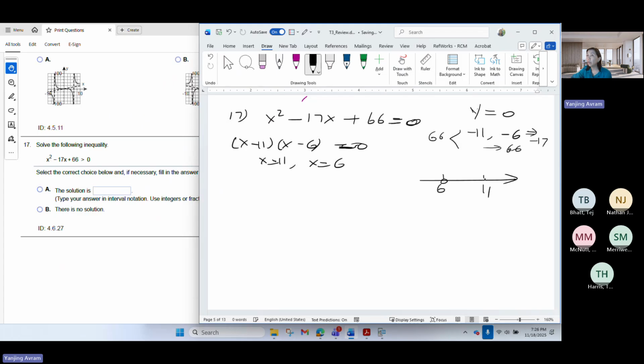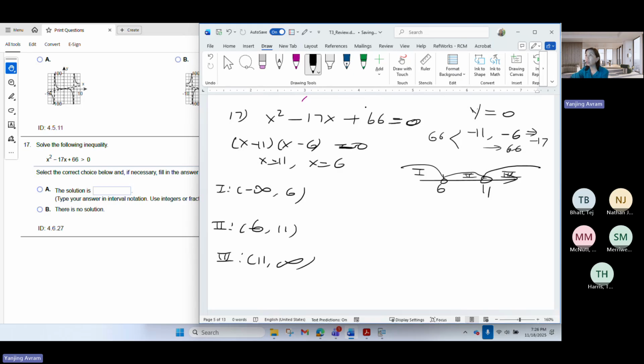This one doesn't have an equal sign, no greater than or equal to 0, so this should be an open circle, right? Because we don't have an equal sign in here. And I'm going to separate this whole thing into 3 intervals. First interval will be from negative infinity to 6. Second interval will be from 6 to 11. Third interval will be from 11 to infinity, right?